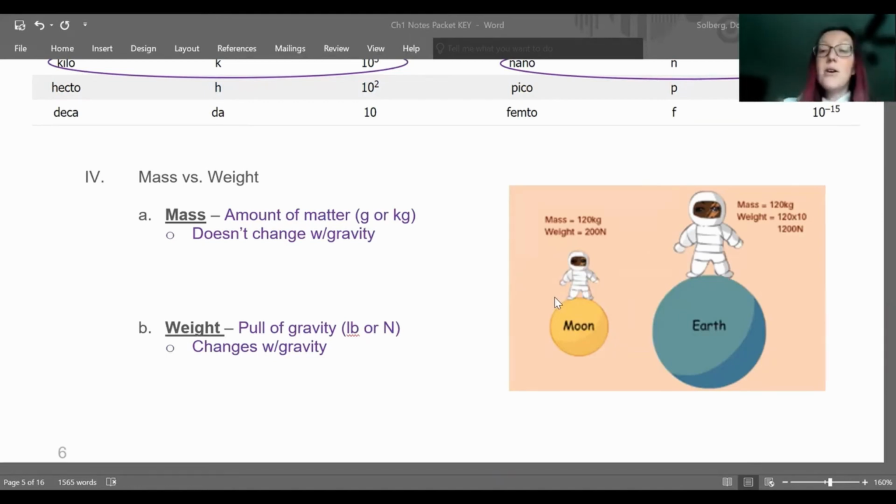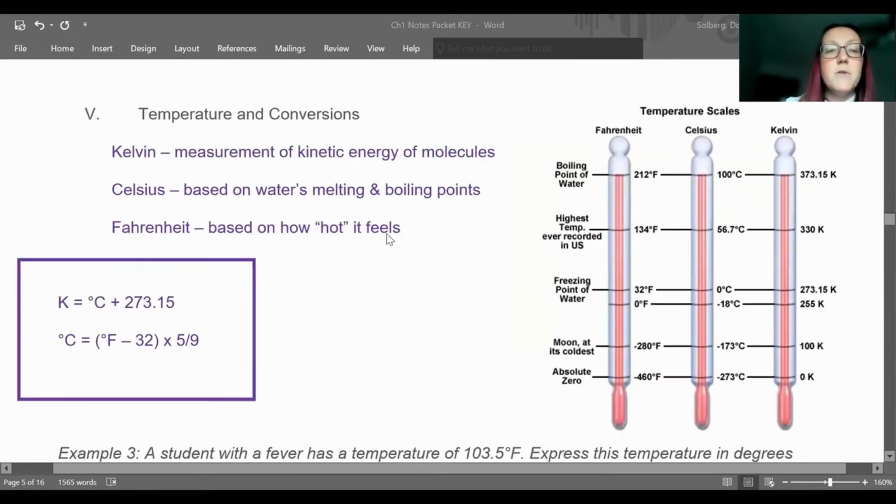Now, yes, I know we are not going to be on the moon. We are not going to be changing our force due to gravity, but mass is always going to be more applicable because it does not change, okay? So when you're in the lab, when I ask you to do things, what I want you to do is mass it. You're going to use a balance to take the mass. Okay, so let's move on.